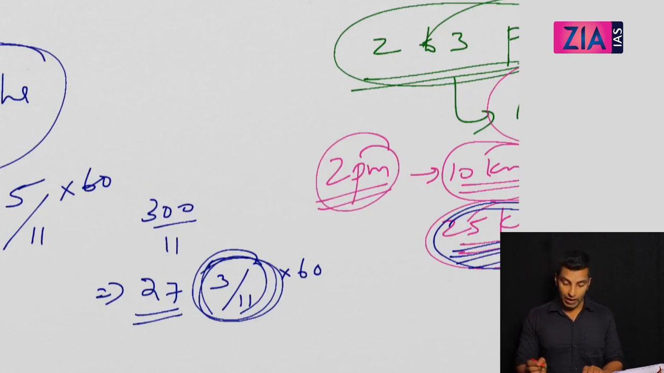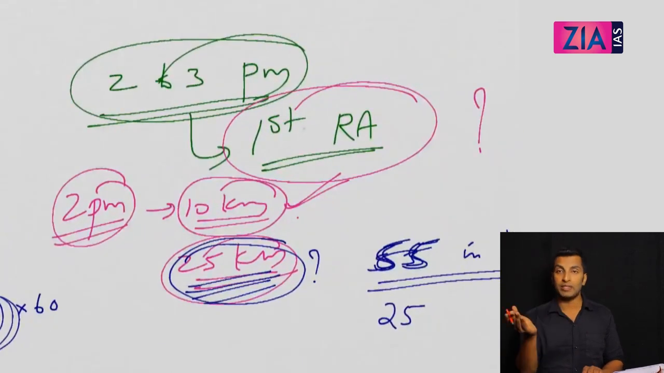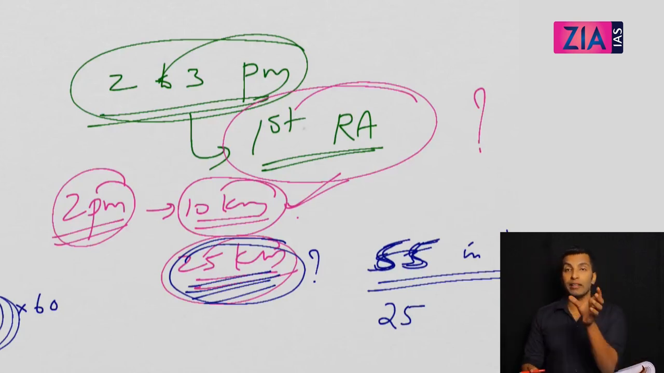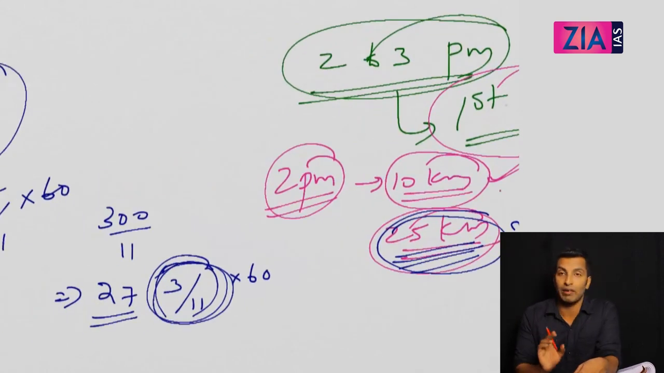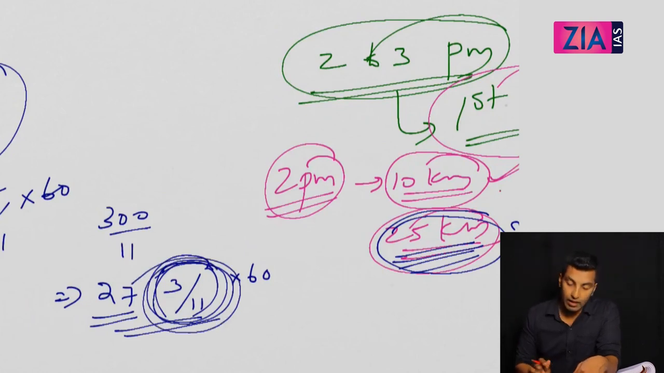So obviously you understood that it is going to happen at 2 hour 27 minutes and some seconds. If there are multiple options like 2 hour 27 minutes, and two options are holding 2 hour 27 minutes and seconds, then you need to do this process. Otherwise you can mark the answer as 2 hour 27 minutes. But if there are two options with 2 hour 27 minutes, then you need to convert this into seconds.